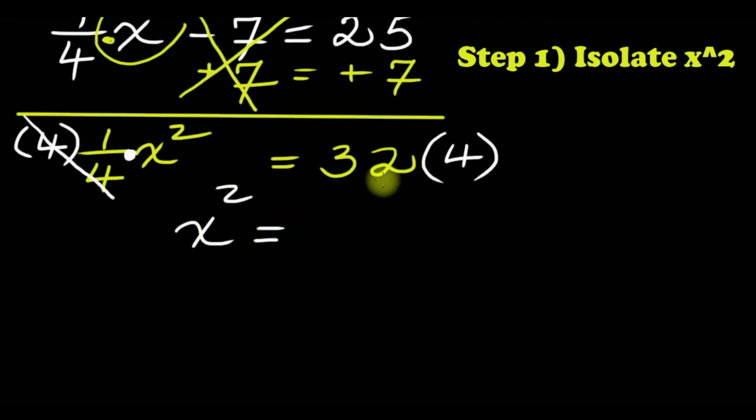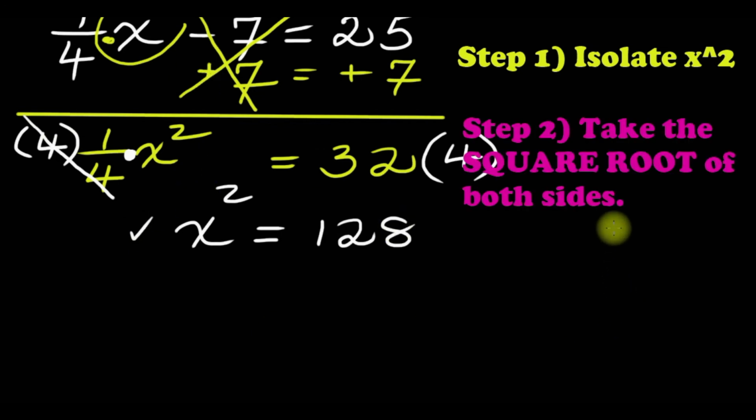And then here you have 32 times 4. That is going to give you 128. Let's take a look. So it looks like we isolated the x squared. We got the x squared all by itself. Okay, so we're done with step 1.